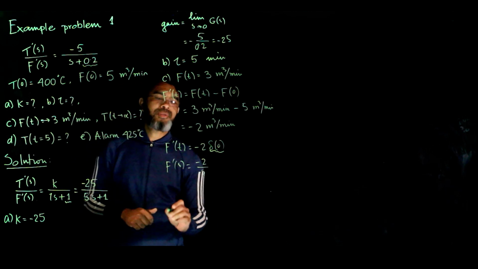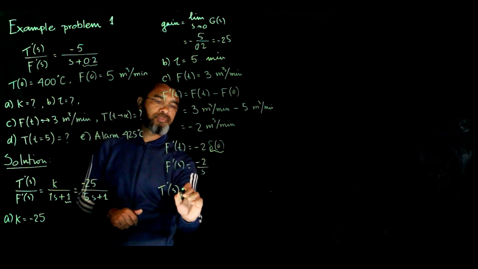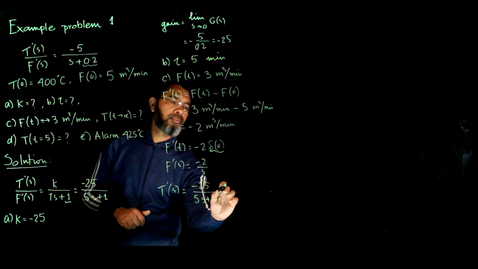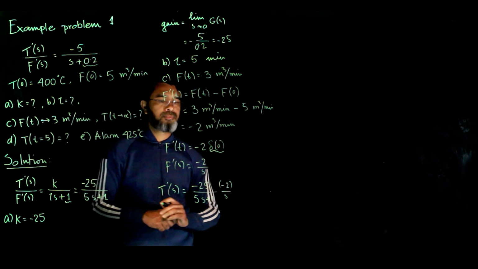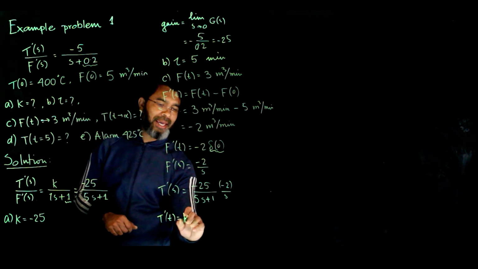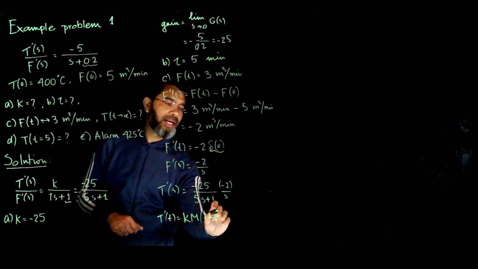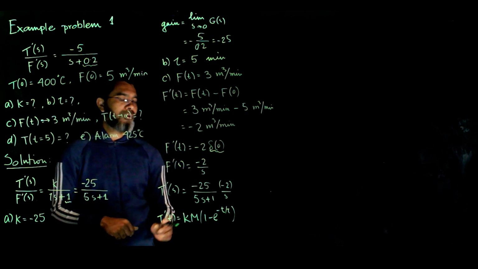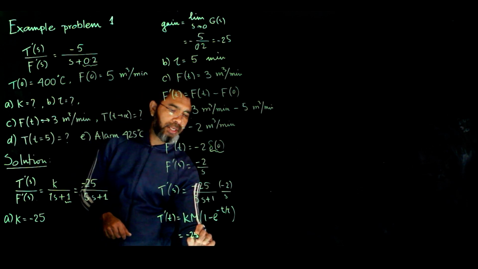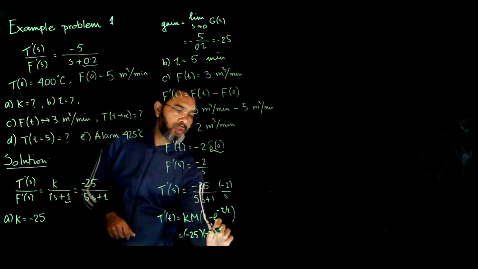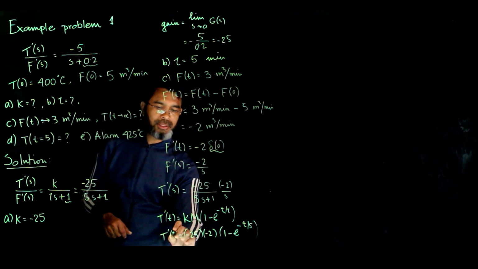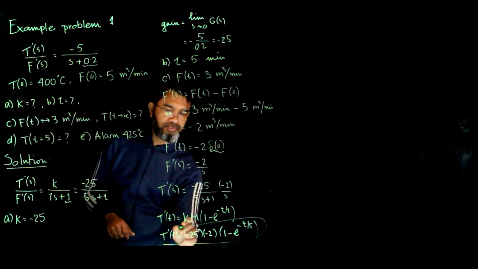Okay. So that gives you our T'(s). If you take the inverse Laplace, we can directly get, in terms of what you know, K M times (1 minus e to the -t over tau). Our K is -25, M is -2. So we'll have -25 times -2 times (1 minus e to the -t over 5). So that's our expression for T'(t).